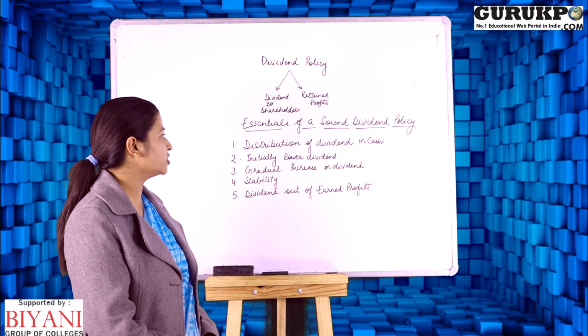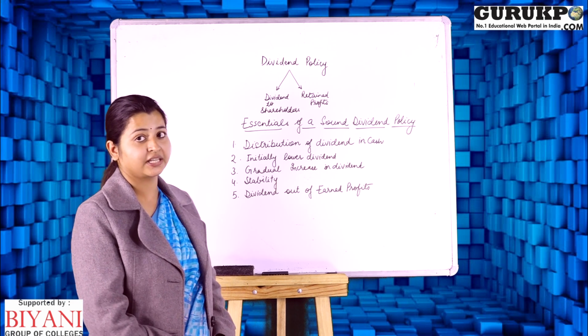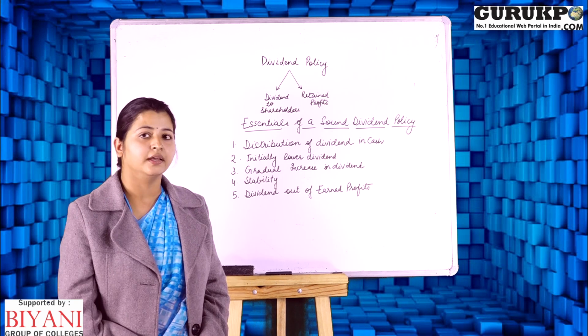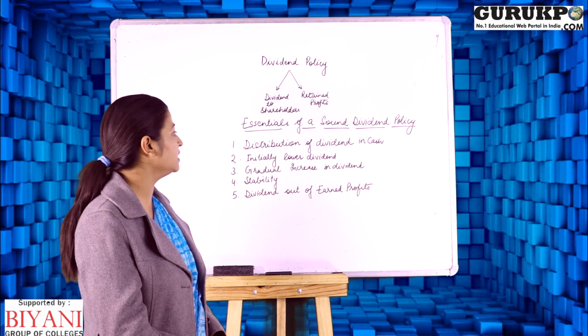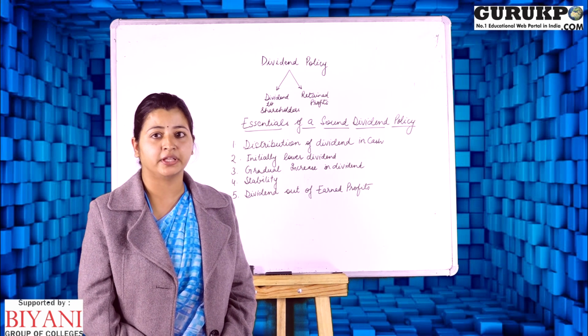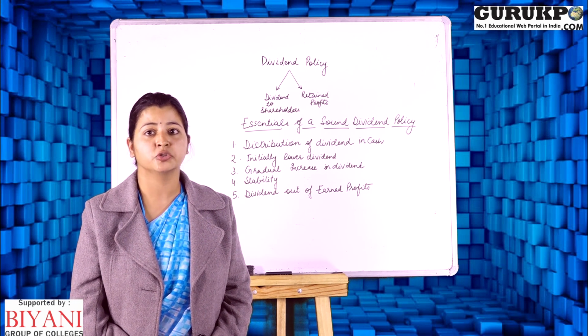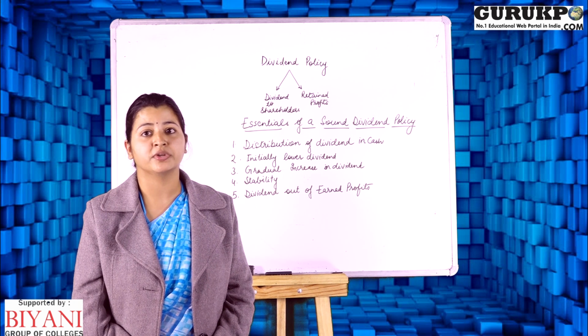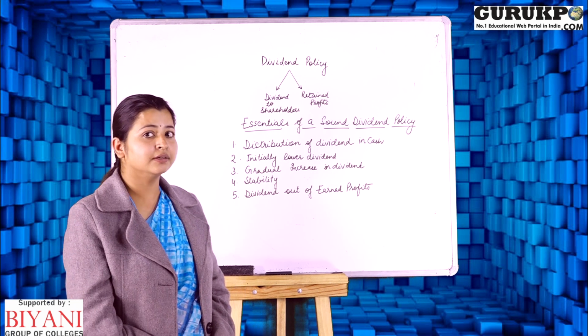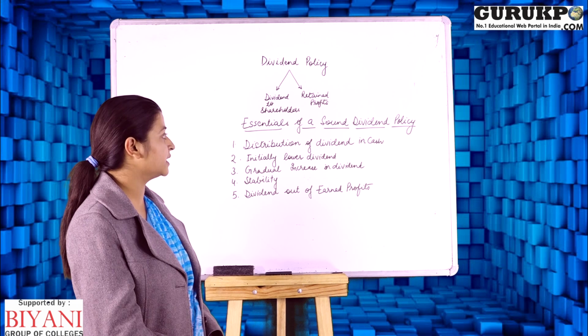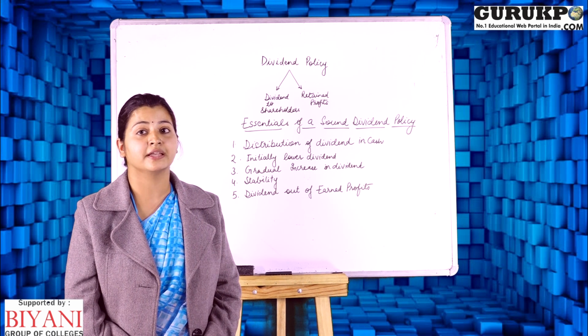The second essential is initially lower dividend. When the company has started, the second essential of a sound dividend policy is initially lower dividend. Every organization in its starting years should pay less dividend to its shareholders and retain maximum profit for future growth and investment. The third essential of a dividend policy is gradual increase in dividend.